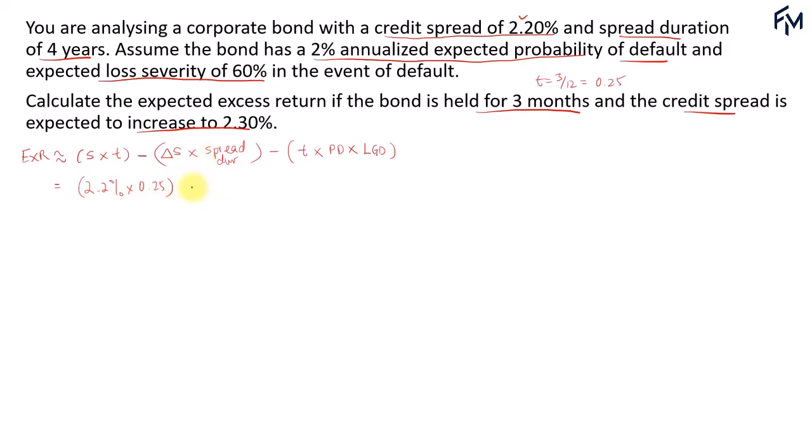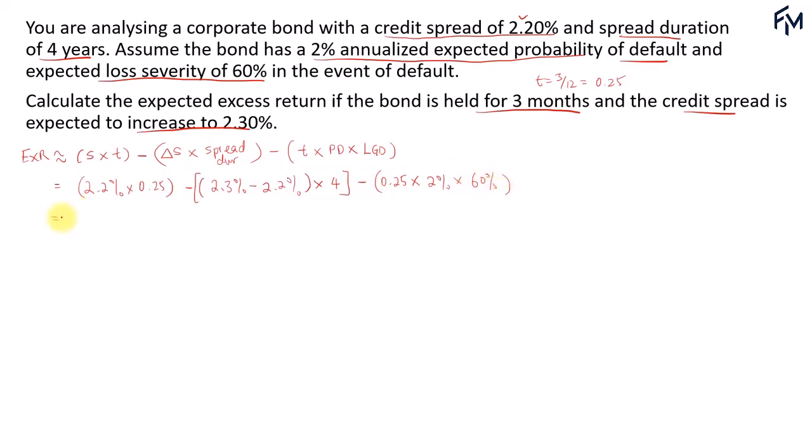Okay, however, we expect the spreads to increase to 2.3%, which means that we expect an increase of 10 basis points. So we'll take 2.3% minus 2.2%. This is the increase in spreads, multiplied by the spread duration of 4. So there'll be a loss here from the increase in spreads, and then we'll subtract the expected loss from defaults. So that's again 0.25 multiplied by the 2% default rate multiplied by the 60% loss severity.